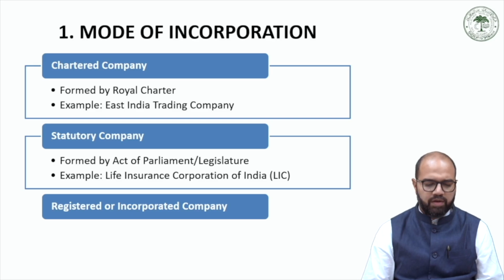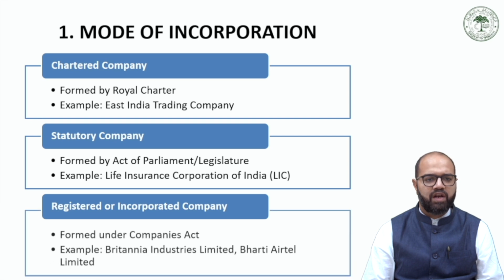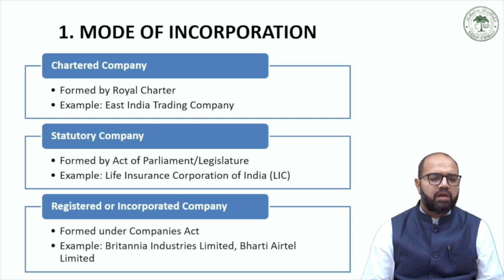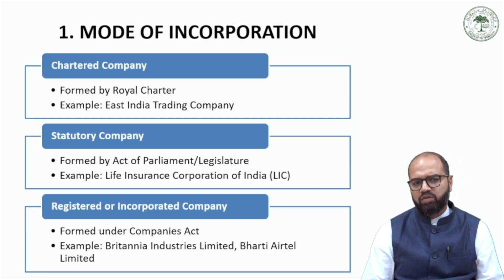Then lastly, under this classification, we have a registered or an incorporated company. These kinds of companies are those which are formed under the Companies Act 2013 or the predecessor law of the Companies Act 2013, that is the Companies Act 1956. Section 7 of the Companies Act 2013 prescribes the procedure for incorporation of a company.